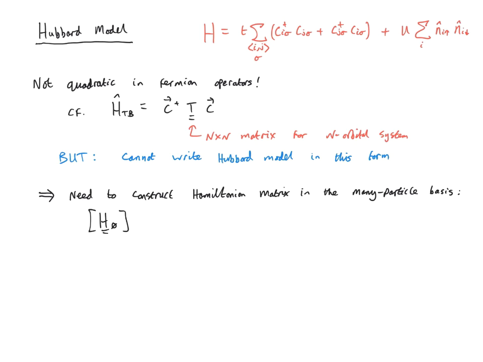That will have elements ij, which are precisely the Hamiltonian operator sandwiched between our basis states phi i and phi j. And then we make a matrix of those matrix elements for all the different i and j, and then I form this big matrix H, and then I can diagonalize this matrix.